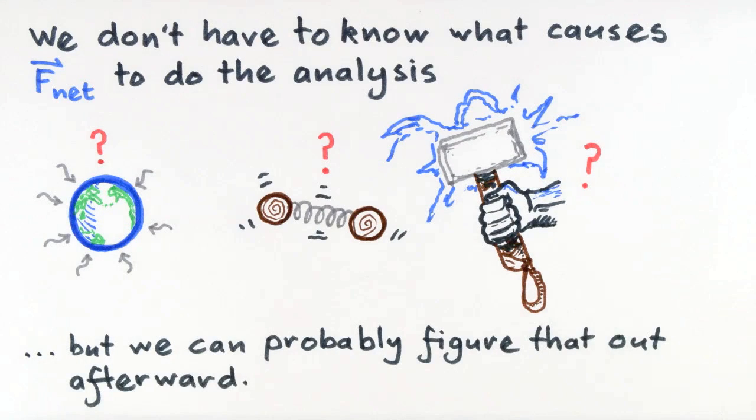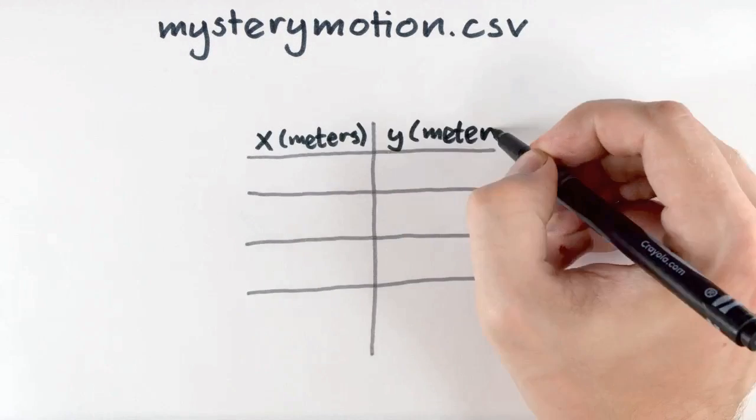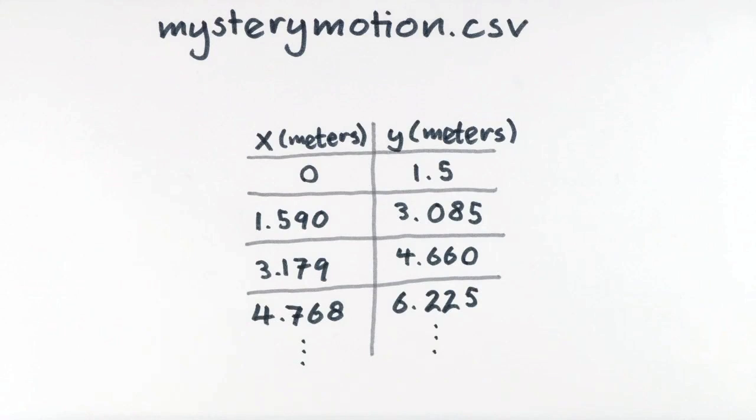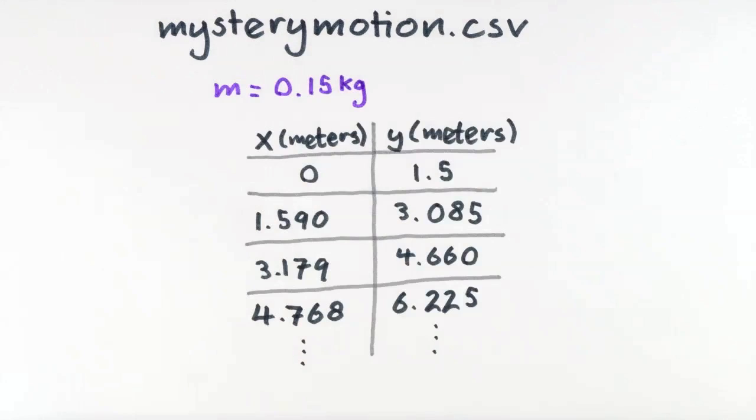Here's what we know about the motion. We have a CSV file containing the x and y positions of our system. We show the first few entries here. You can download the file from the link that should pop up now. As always, we encourage you to try the analysis we discuss here on your own. The mass of the system is 0.15 kilograms. The identity of the system is otherwise unknown. The position data was sampled at regular time intervals of delta t equals 0.05 seconds, and the starting time for the observation was t equals 0.